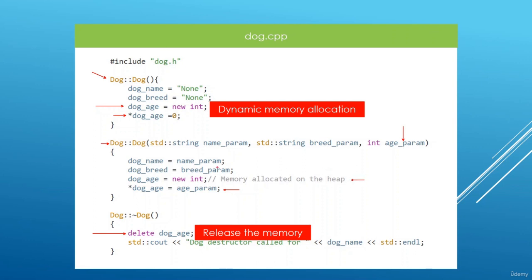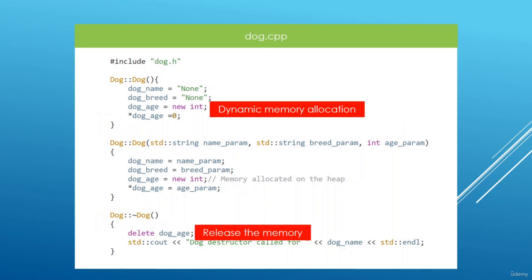And when our object dies, we need to remember to release that memory. And the destructor is the best place to release that memory. As you see here, we say delete dog age when our object dies, and the compiler is going to call this function when it's about to kill the object.